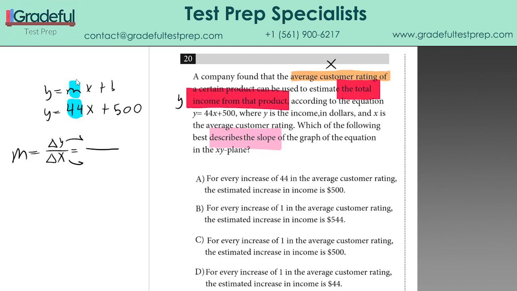So if we do change in y over change in x, we're saying that's the change in the total income over the change in x, which is the customer rating. So the slope, change in y over change in x, is the change in income over the change in rating. So that's 44 over 1, because it's the number 44, and any number is itself over 1. So the income is changing by 44 every time the rating changes by 1. Now, which answer says that to us? That's answer choice D. For every increase of 1 in the average customer rating, the income has an increase of 44. So the answer for 20 is D.